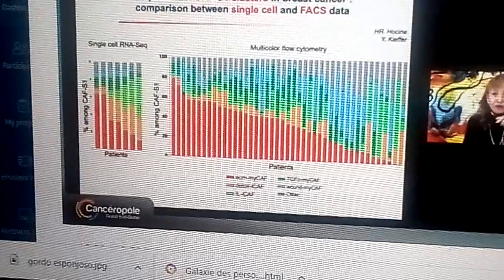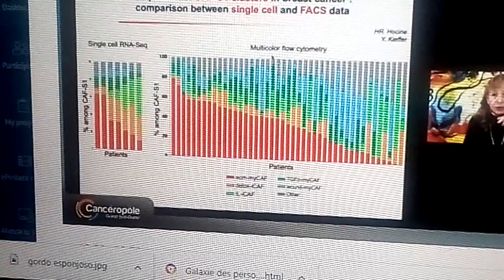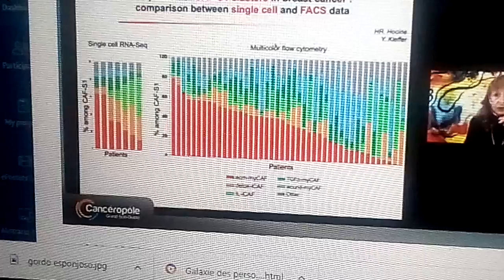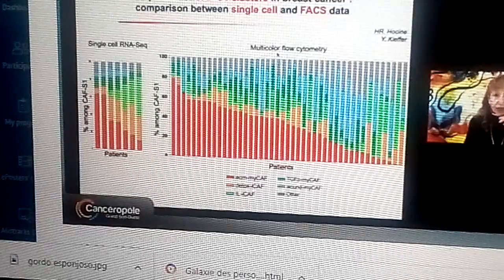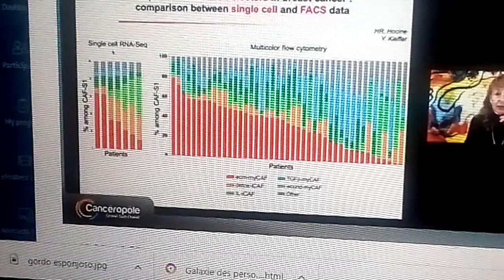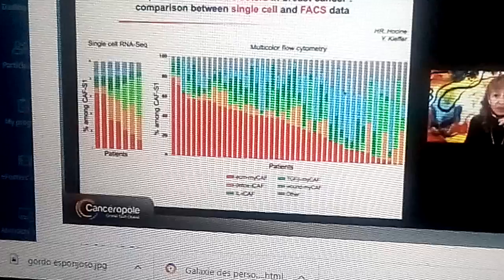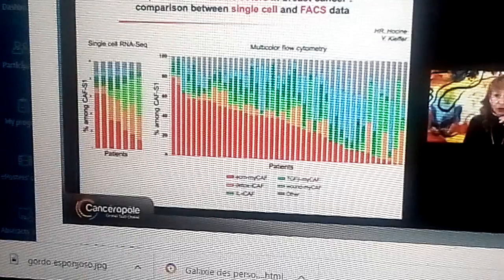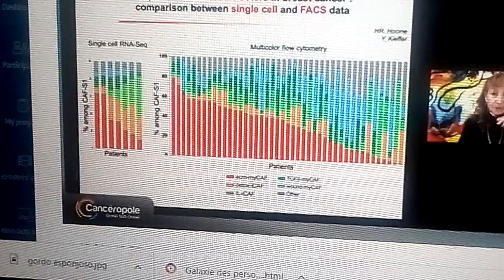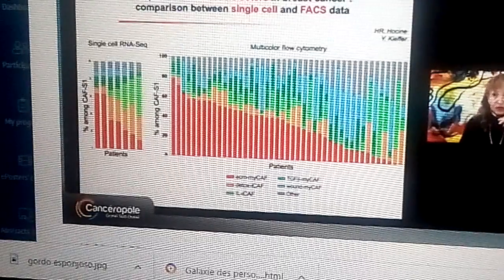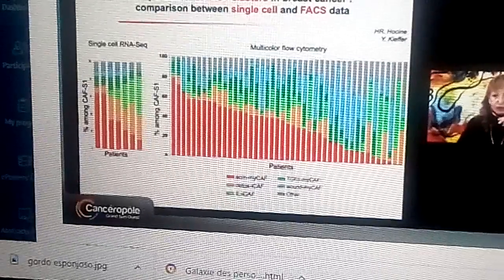And what we found by using these analyses and these different markers by multicolor flow cytometry is exactly the same thing as by single cell, meaning we have been able to identify these different clusters in the different patients that we analyzed, but in different proportions.